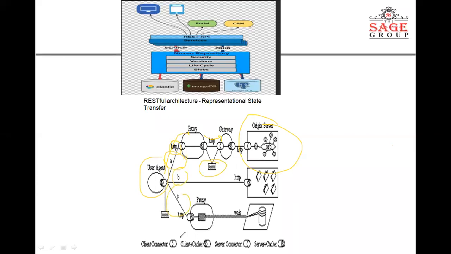Okay, so this is the client connector, where you can see here it is a client connector. Client plus cache. This is the client plus cache, where the data will be stored for some time. And server plus cache. This is server plus cache, right? So these are the connectors. These are the connecting entities which will connect the user agents, proxy, gateways, and origin server.